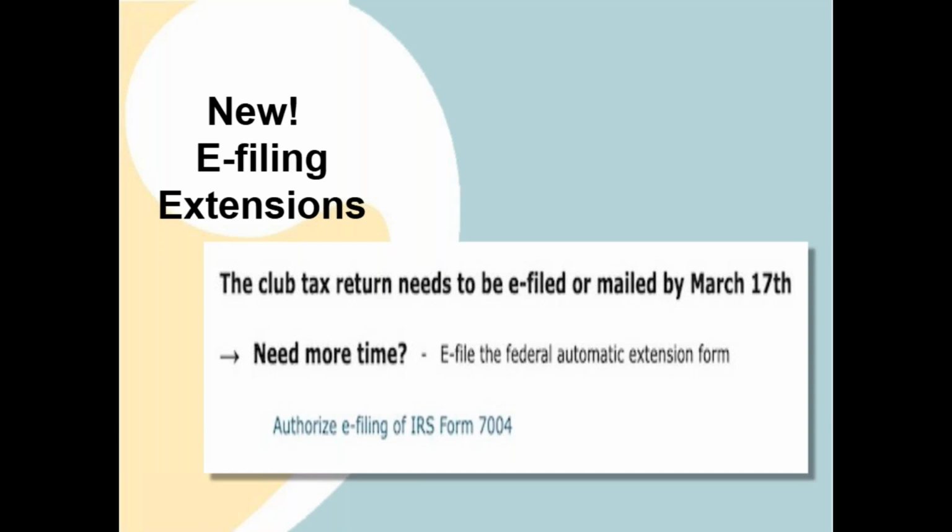This is useful if your club receives a late or corrected 1099 from your broker or finds something else that needs to be fixed. To begin, you go to the bottom of the bivio taxes page and click on the Authorize e-filing of IRS Form 7004 link at the Need More Time section of the page.